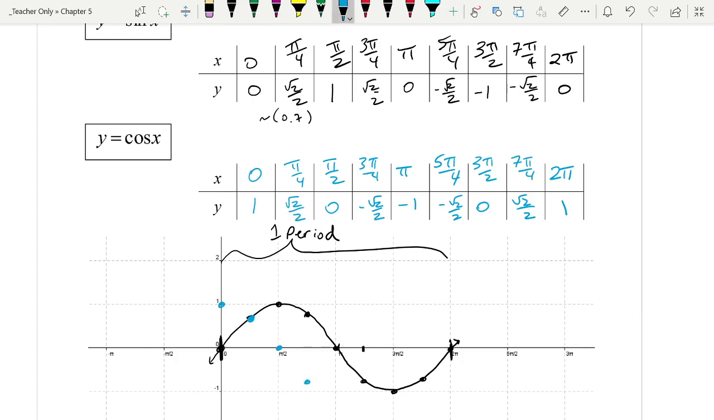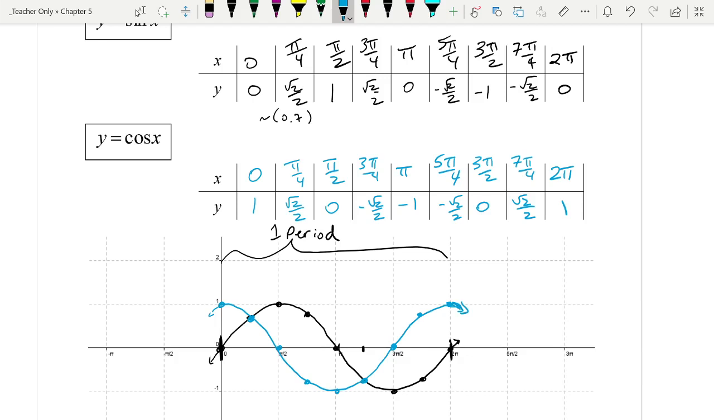And then -1. There's another place where they cross. And then there. And then at the halfway mark, we're back up to the 0.7. And then the 1. And just do your best to make a nice smooth curve. And again, it would continue to repeat like this forever. I just decided to stop at 2 pi.